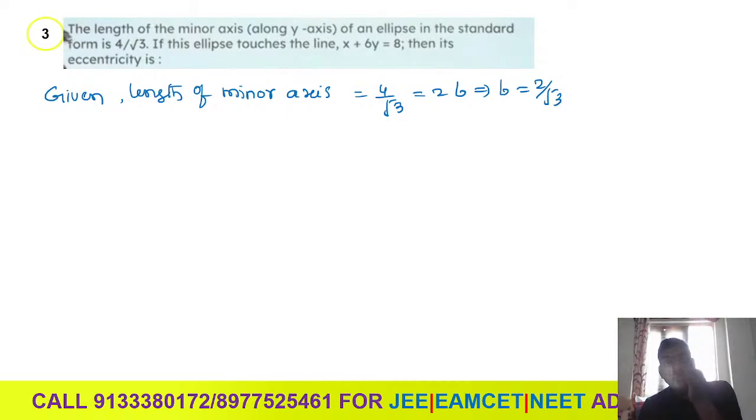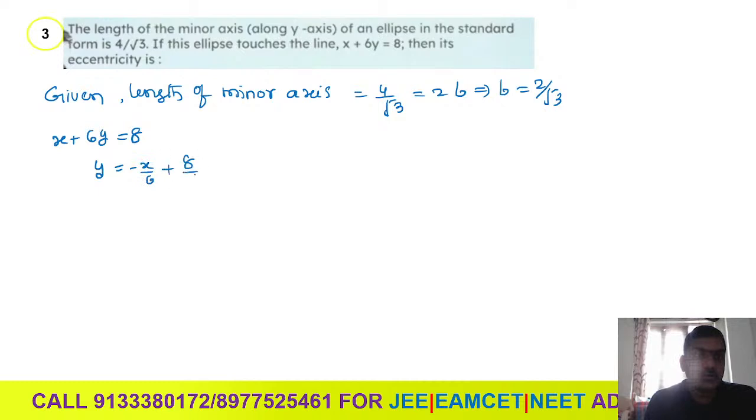If this ellipse touches the line x plus 6y equals 8, the ellipse touches the line, that means it is the tangent line. y equals negative x over 6 plus 8 over 6. This is a tangent line.